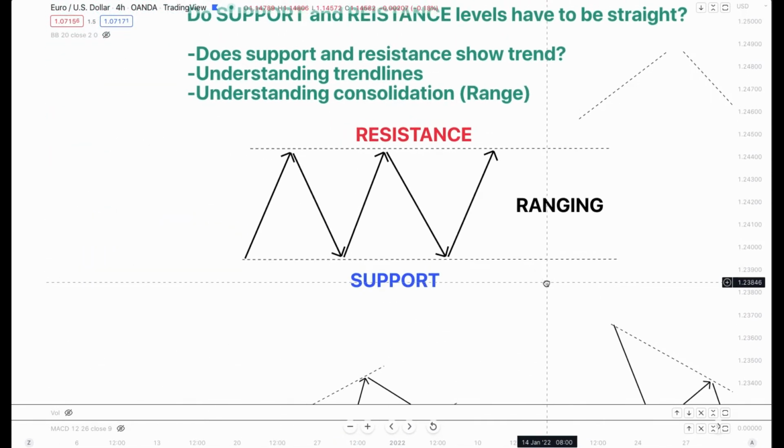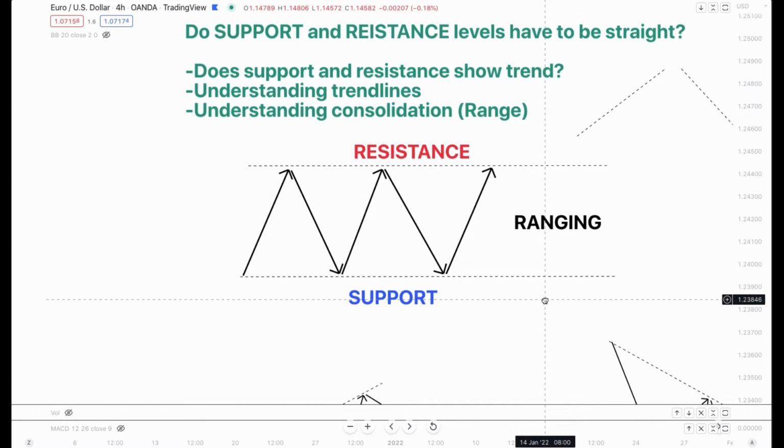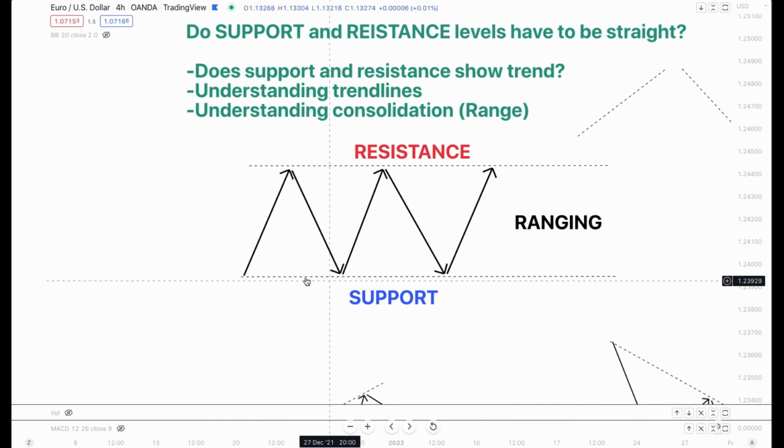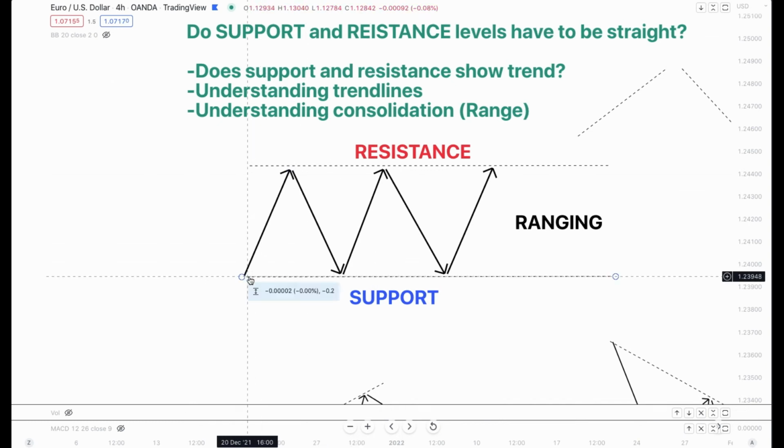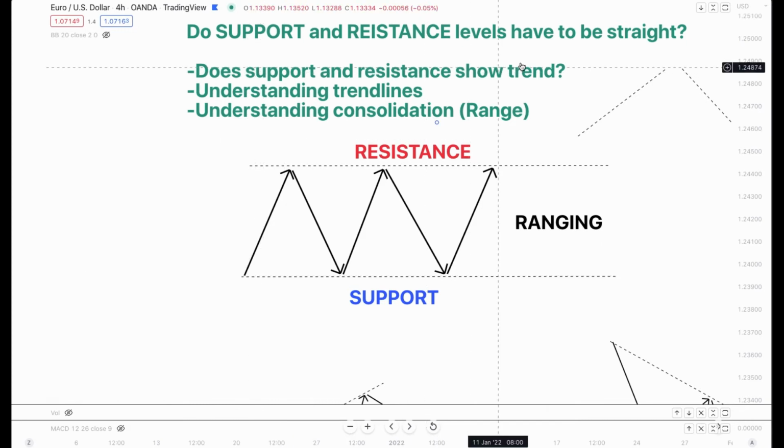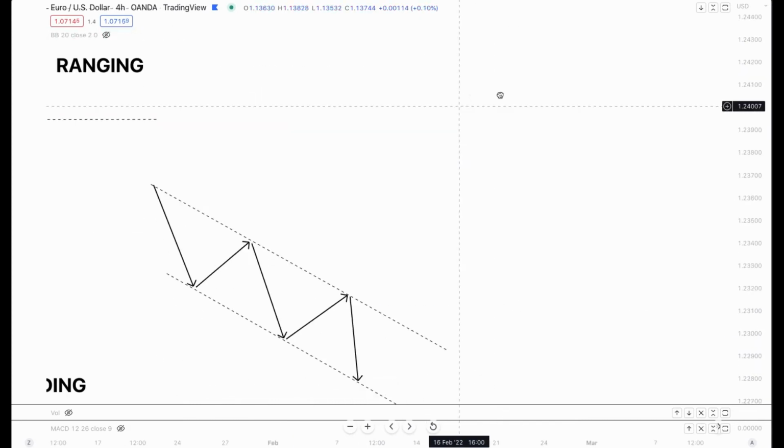So, do support and resistance levels have to be straight? No, they do not. They do not have to be straight in the sense that they have to be perfectly horizontal. No, they can work at an angle. Okay, does support and resistance show trend? Yes, it does. We've seen that right here.